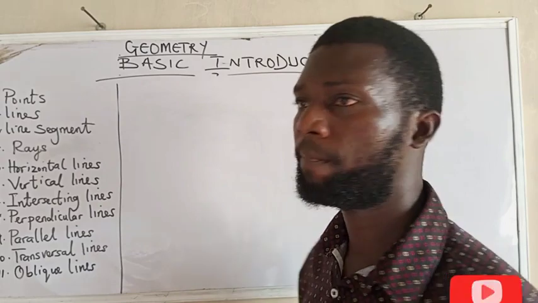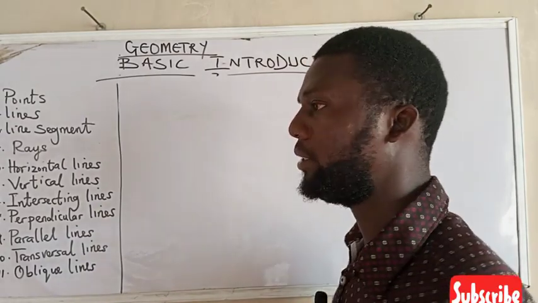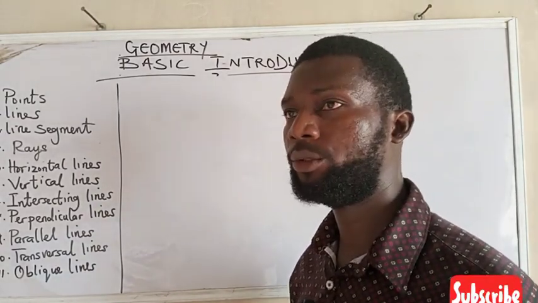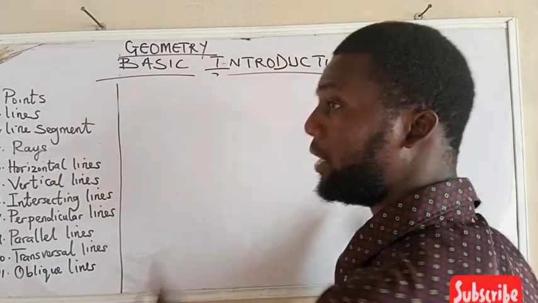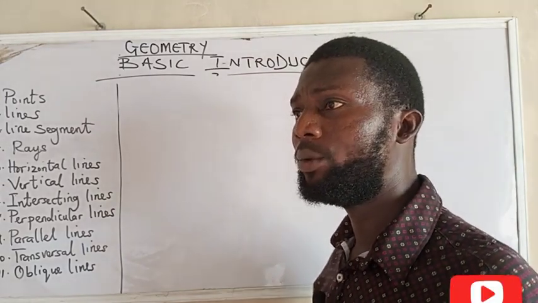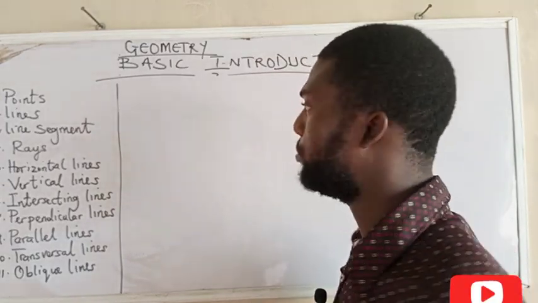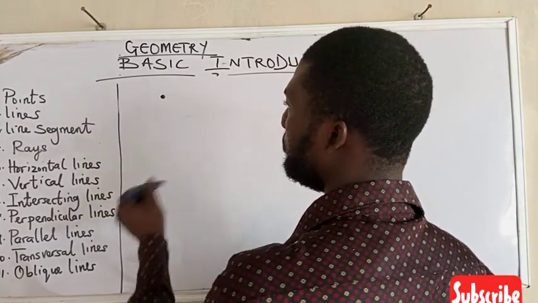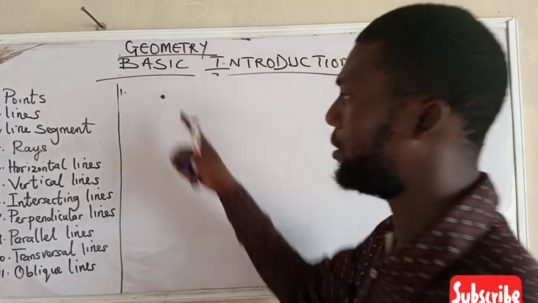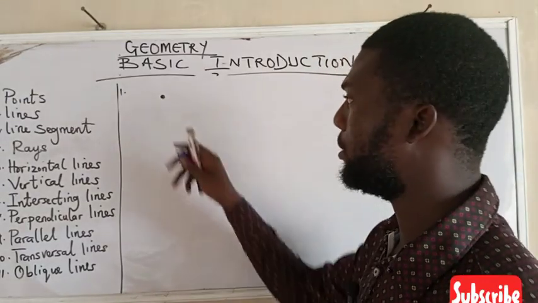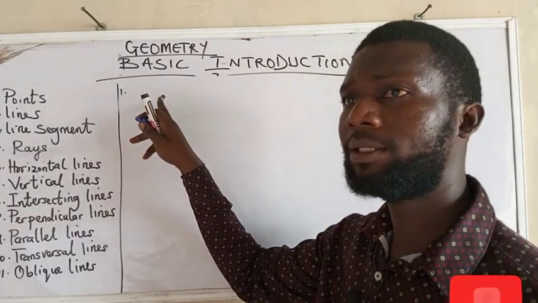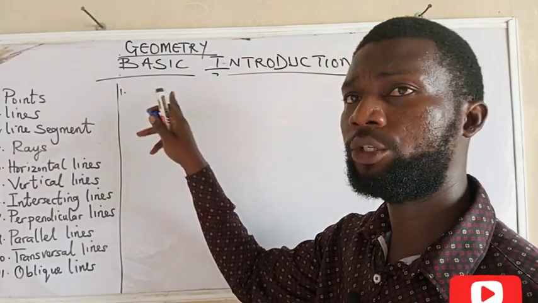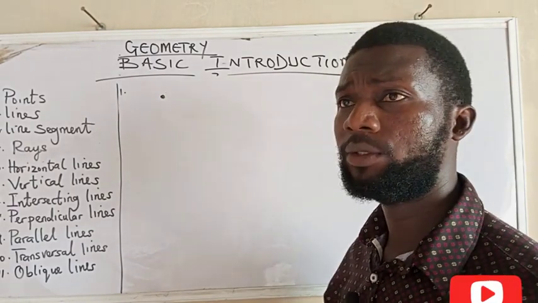What is a point? A point is a location on a plane surface that denotes an exact position. So I can say this is a point. I can say this is a point. It denotes an exact position on a plane surface.